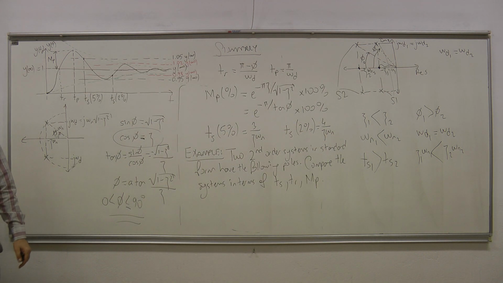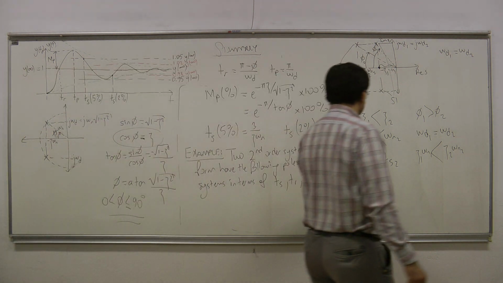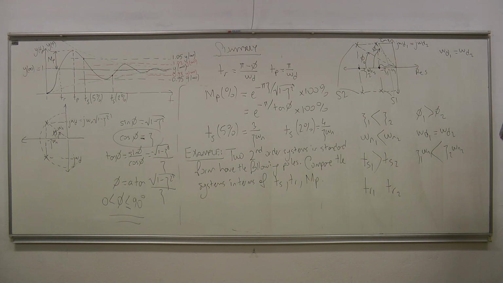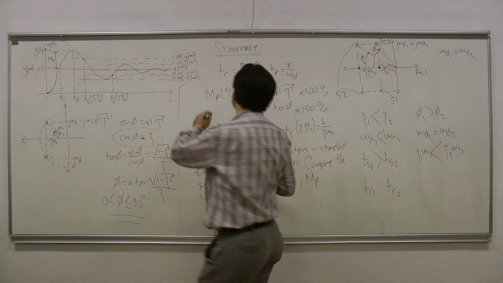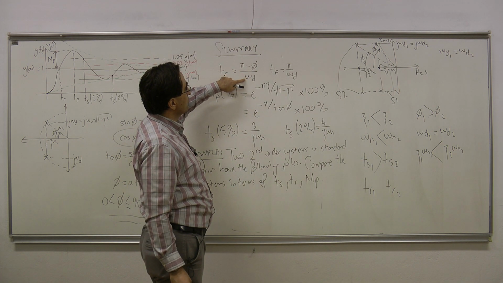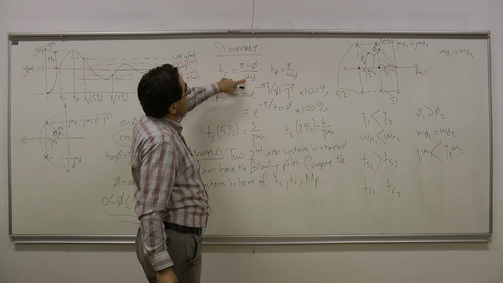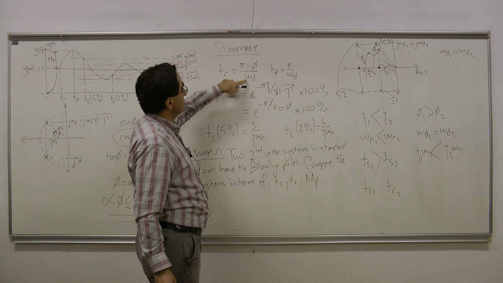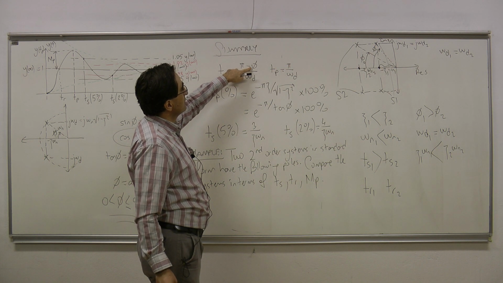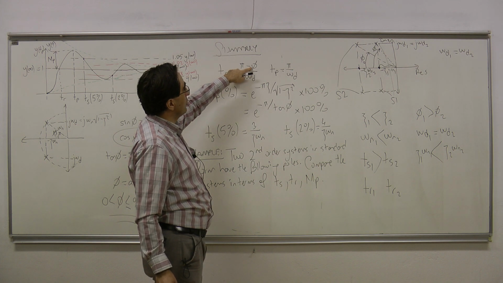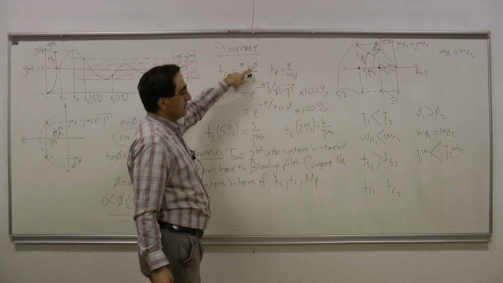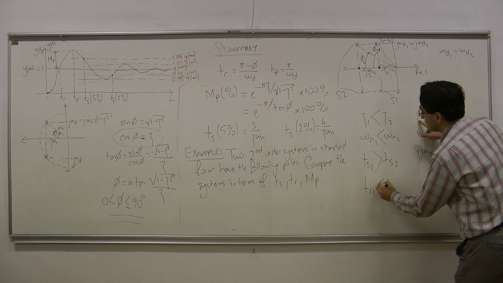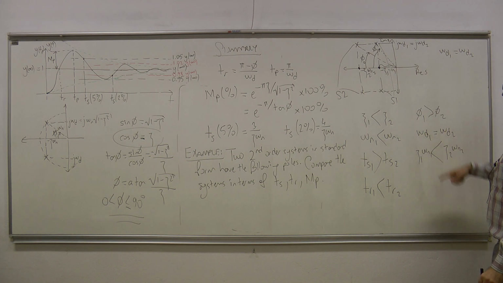So what is next? The rise time, Tr1 and Tr2. In this case, the rise time is dependent on two quantities, phi and omega d. And we see that omega d's of these two systems are the same. These are the same for both systems. So the difference between the rise times would depend on phi only. The phi of the first system is larger. That means that the rise time of the first system would be smaller.